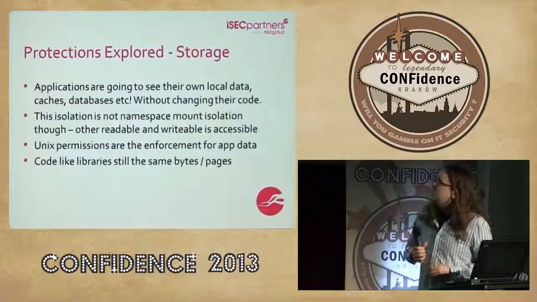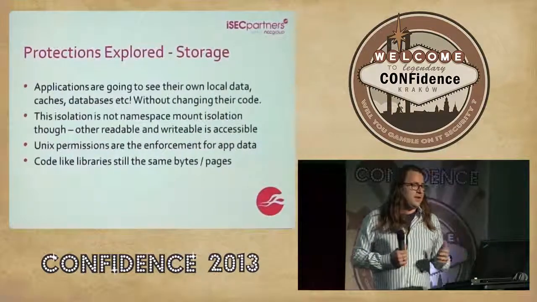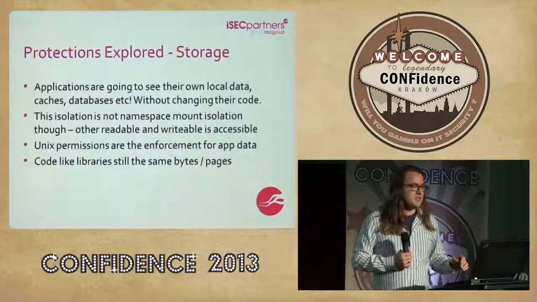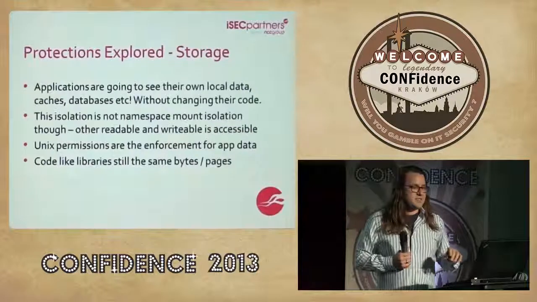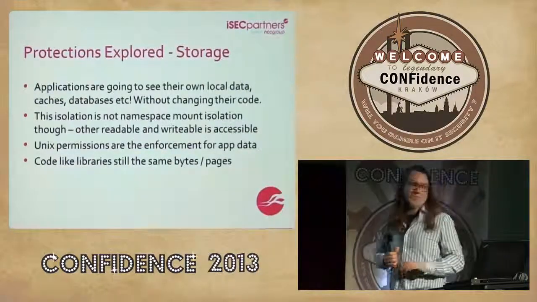All right. So applications are obviously going to see their own data without changing their code, and the isolation is not that namespace-based isolation. It's just normal Unix file system. So the Unix permissions are still your only enforcement point.